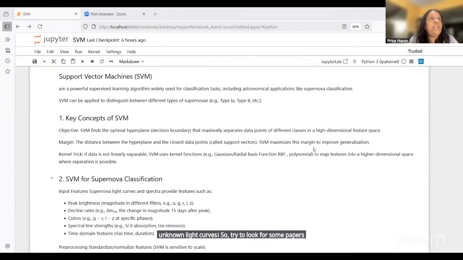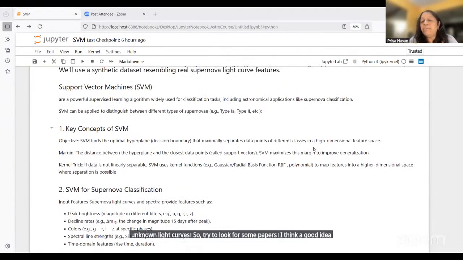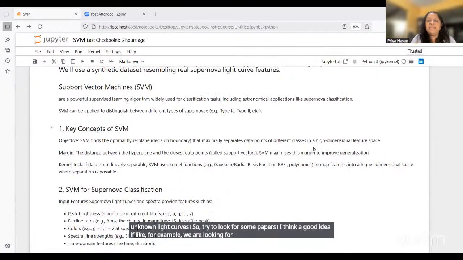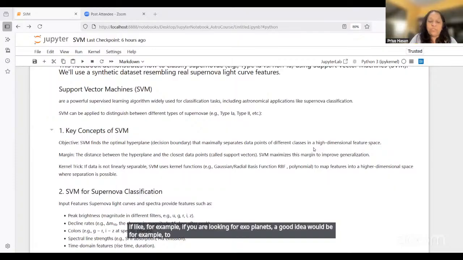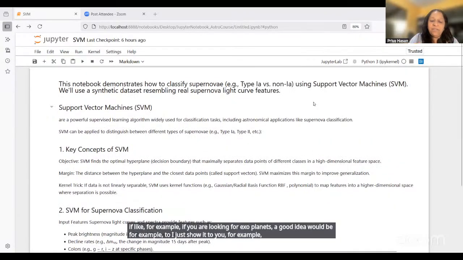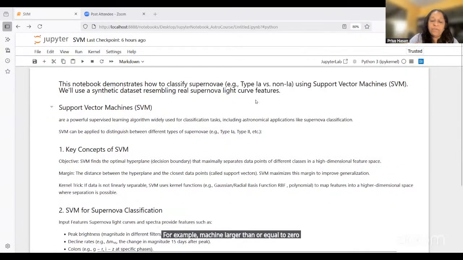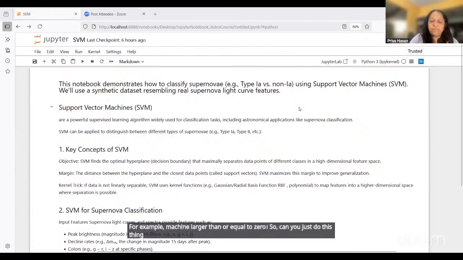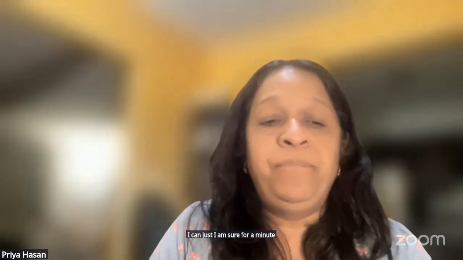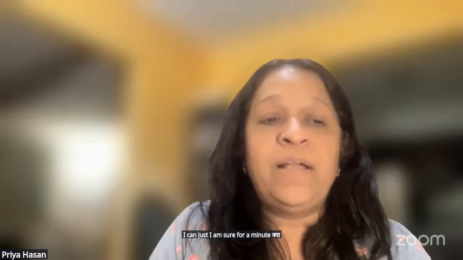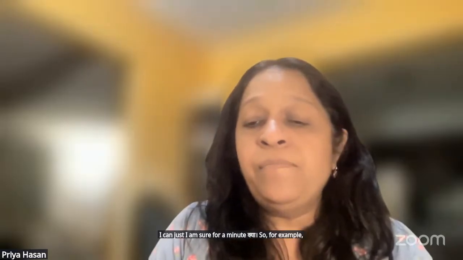I think a good idea, for example, if you're looking for exoplanets, would be, I'll just show it to you. For example, machine learning. Can you just unshare for a minute? Yeah. So for example, just a minute.